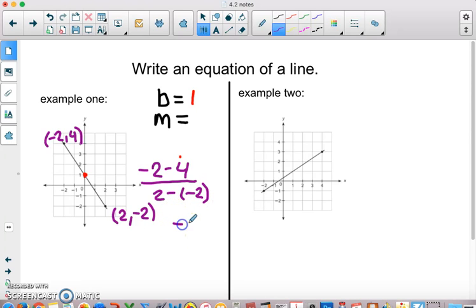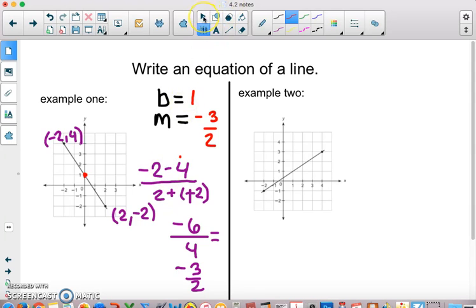-2 minus 4 is -6 over, double negative becomes a positive, 2 plus 2 is 4. Remember to simplify. -3/2. So the slope is -3/2.